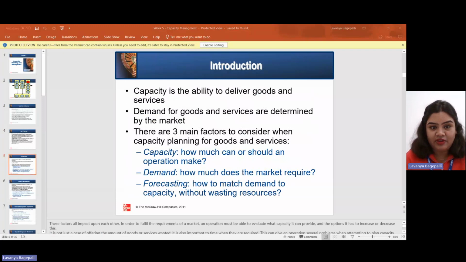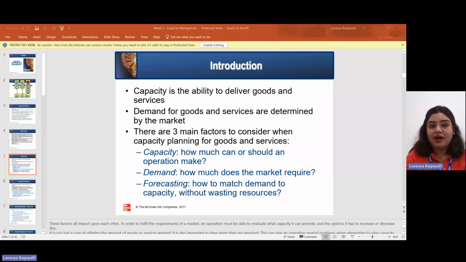Okay, let me tell you what is the meaning of capacity. Capacity is the maximum output an operation or a business can achieve. It's crucial to determine how much a business should produce based on their available resources and also the constraints. For example, a car manufacturing plant might have a capacity to produce 1,000 cars per day. That is the maximum output they can achieve in one particular day. So that is known as the capacity.